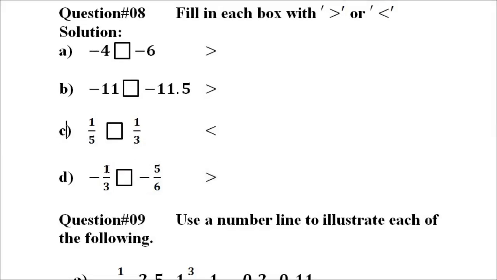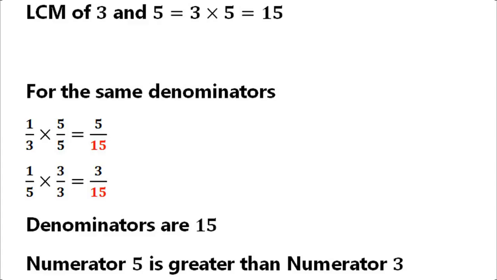The third part of the question is 1 over 5 and 1 over 3. To fill the box with greater than or less than symbol, first let's find out which one is greater. I will find the least common multiple, LCM, of the denominators 3 and 5, which is 15. To make the denominators the same, first I will multiply both the numerator and the denominator of the fraction 1 over 3 by 5, which gives us 5 over 15.